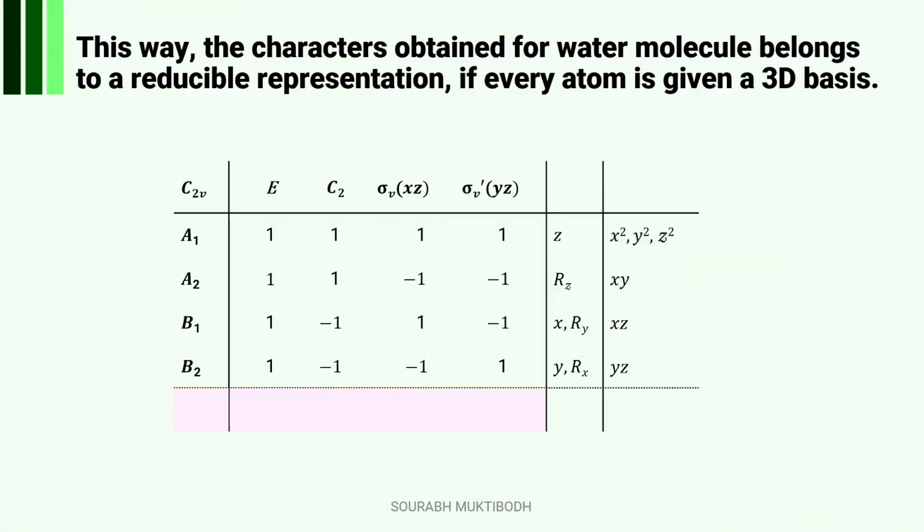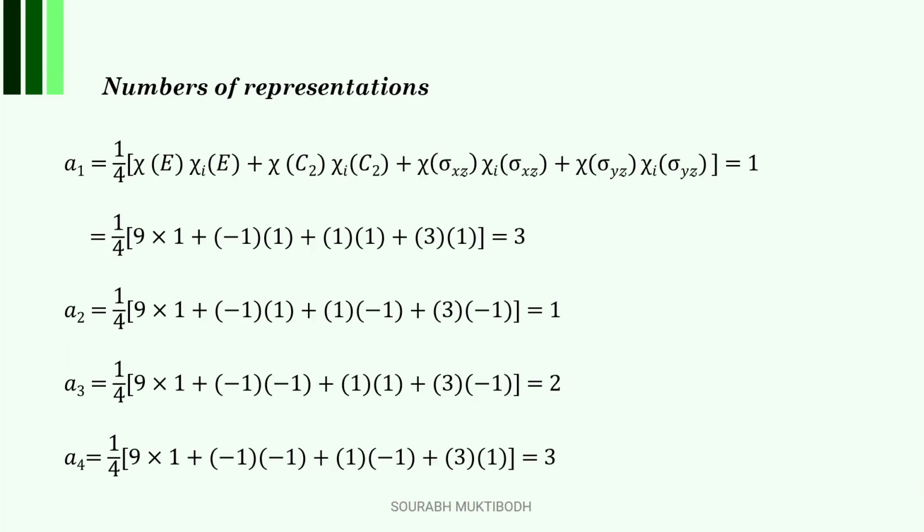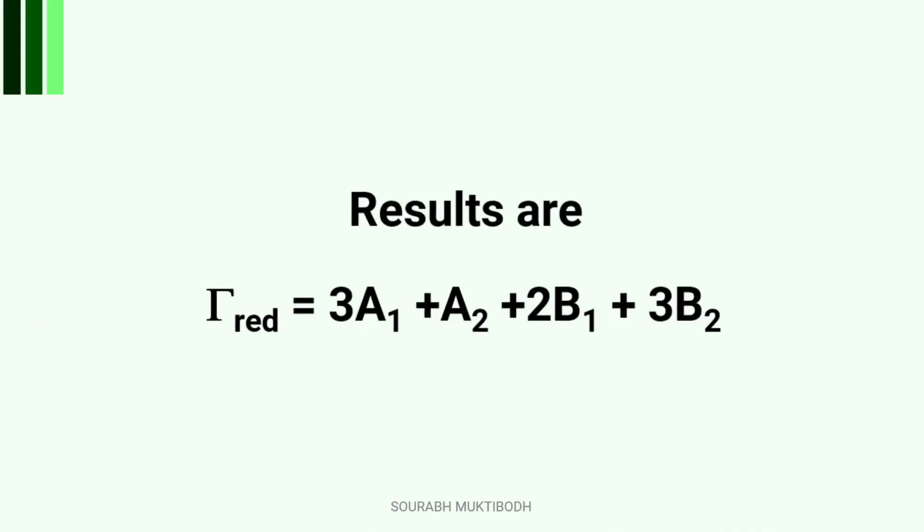Once we obtain the various characters by constructing matrices, we can decompose them into their irreducible components by making use of what we call the standard reduction formula. In this, we reached the conclusion that the total motions, that is translational, rotational, and vibrational, sum to 3a1 plus a2 plus 2b1 plus 3b2 for the water molecule.